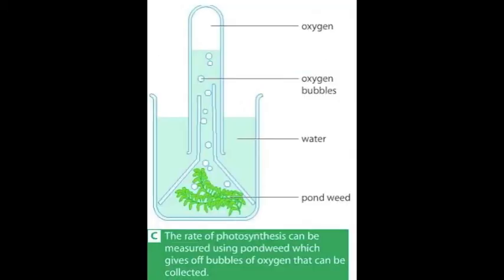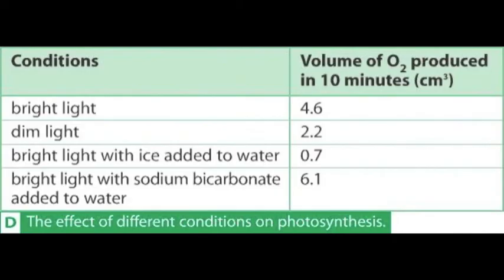The best way to measure photosynthesis is to look at how much oxygen is being made by the plant over a set period of time. The table shows data gathered from an investigation using pondweed to measure photosynthesis in different conditions. To make a fair comparison between the conditions, the same piece of pondweed was used throughout the investigation.